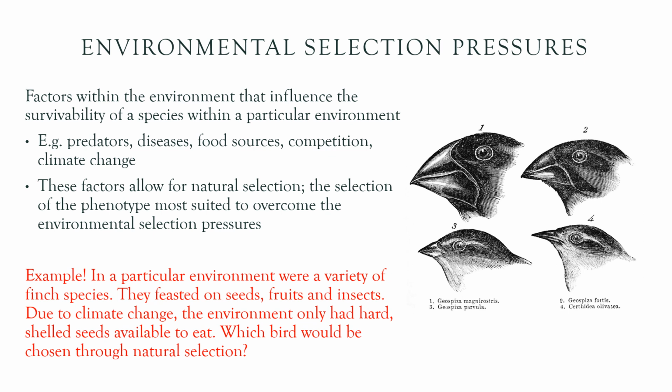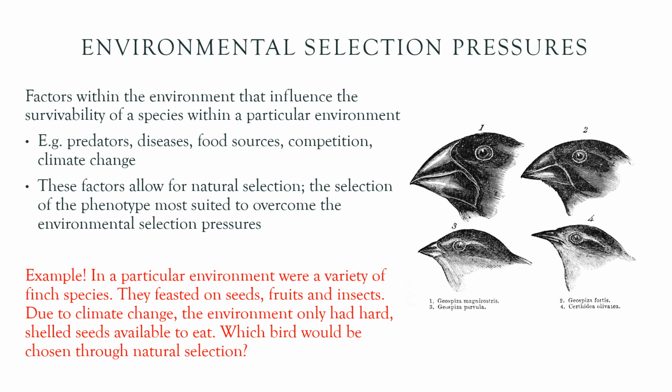If we have more diversity in the alleles of a population, we're more likely to survive these sorts of changes. So these factors allow for natural selection, which is what we're going to go through in this lesson, which is the selection of the phenotype most suited to overcome the environmental selection pressures. So if we have more diversity in our population, it's more likely that an individual is going to have a phenotype that is going to be selected for, which is going to allow survivability and is therefore going to allow the species to continue to live.